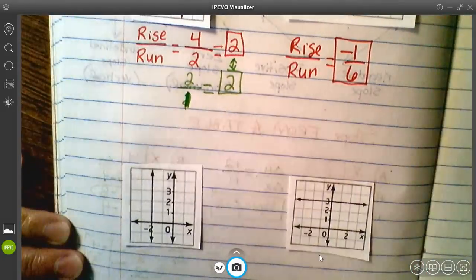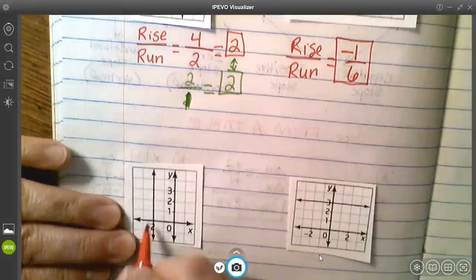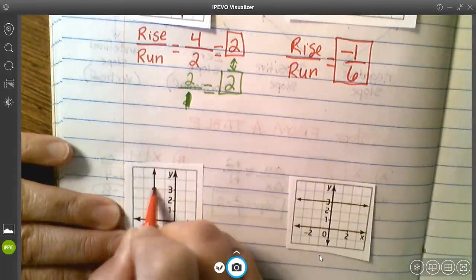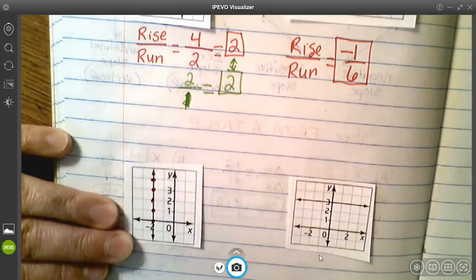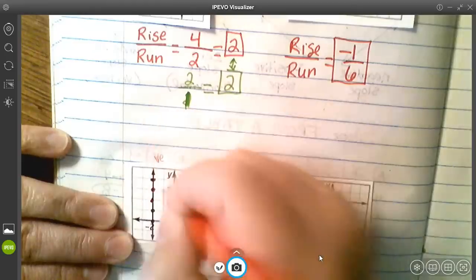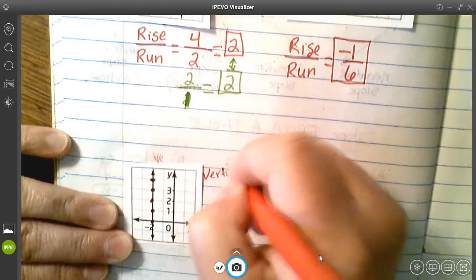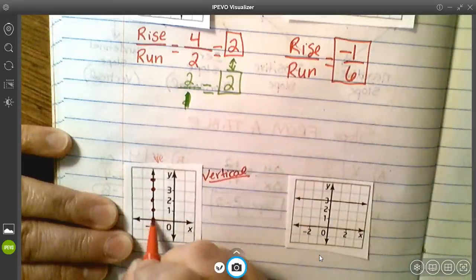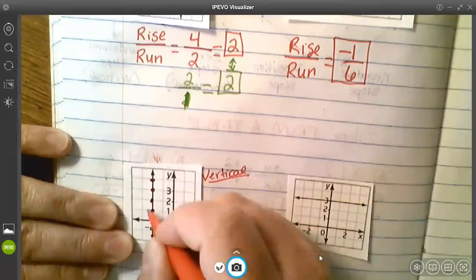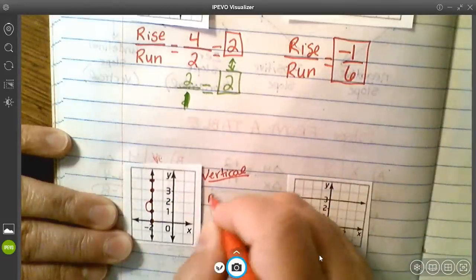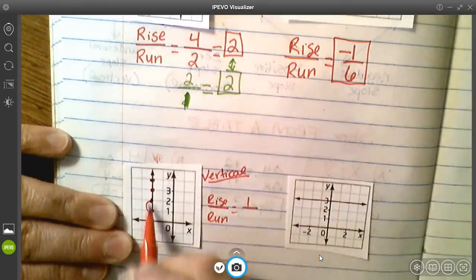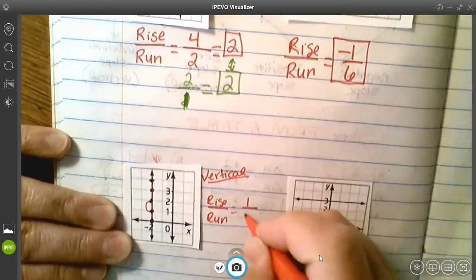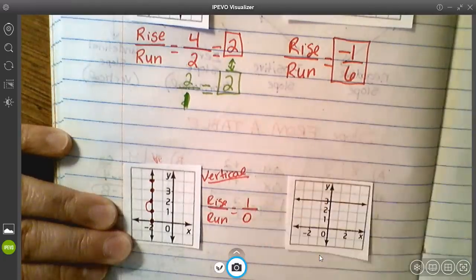Okay, now let's look at my bottom 2 examples. Here, I can pick many points. I notice that this is a vertical line, so I should know automatically what the slope is. But if you don't, you can still count. So, what is my rise? Say I go from this point to this point. I'm going to rise up 1. Now, how much do I go over? I go over nothing. 1 divided by 0.